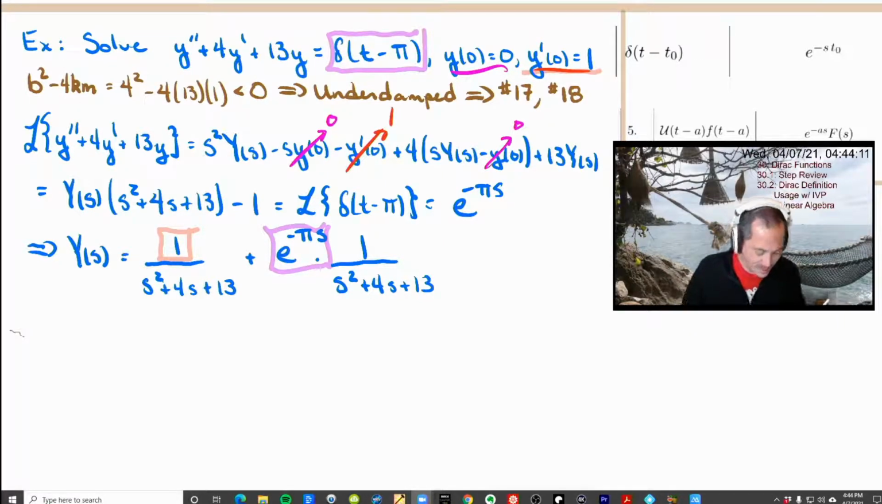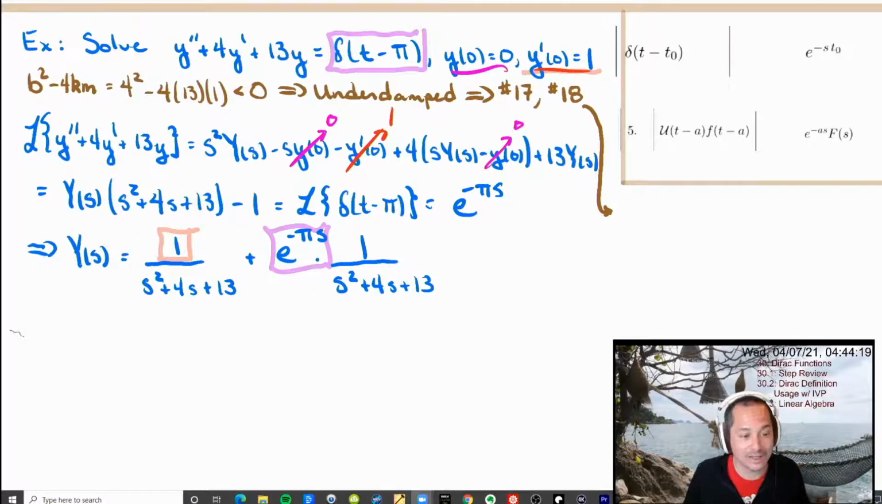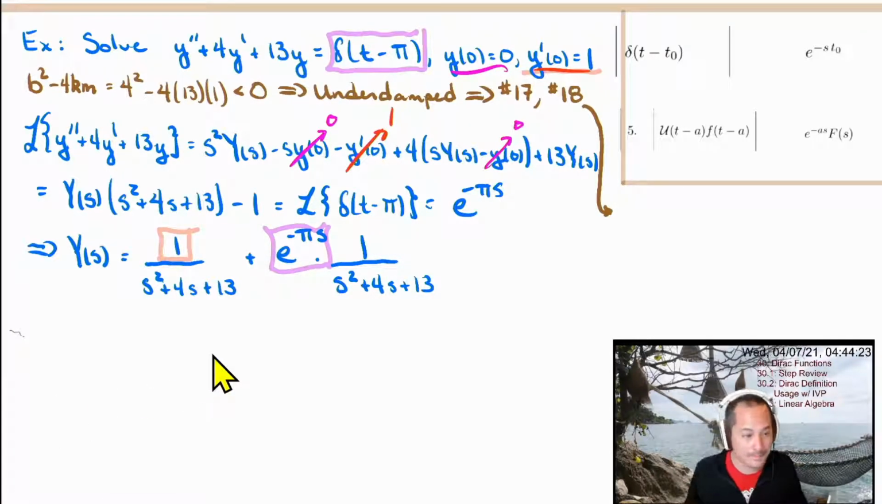Thanks, Connor. And so now that I'm looking at 17 and 18, what algebraic technique would I use to deal with the transform elements in 17 and 18? I don't use partial fraction decomposition anymore. I use completing the square.